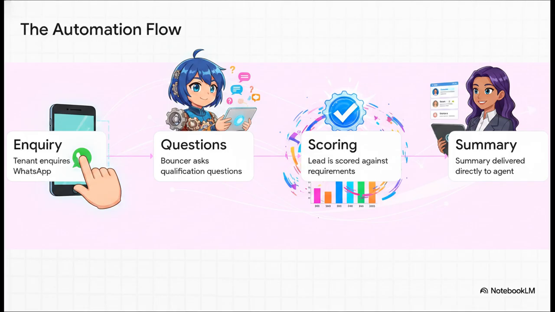Maybe they send that initial WhatsApp message or click a link. Step 2, Bouncer instantly steps in. The literal second that inquiry hits, the bot starts a WhatsApp conversation automatically and begins asking the necessary questions. Step 3, the lead is scored. Based on the tenant's exact answers, the system evaluates them. And finally, Step 4, a summary is delivered directly to the agent.